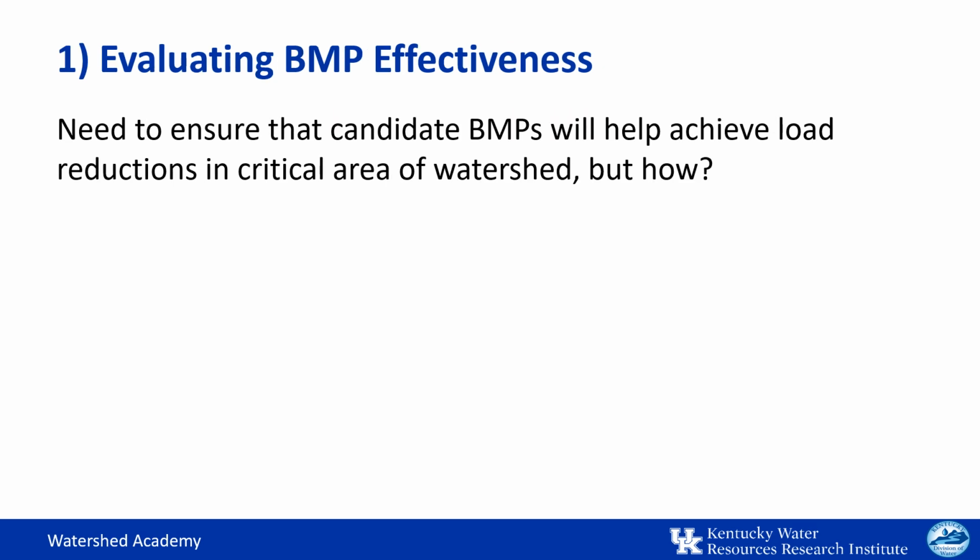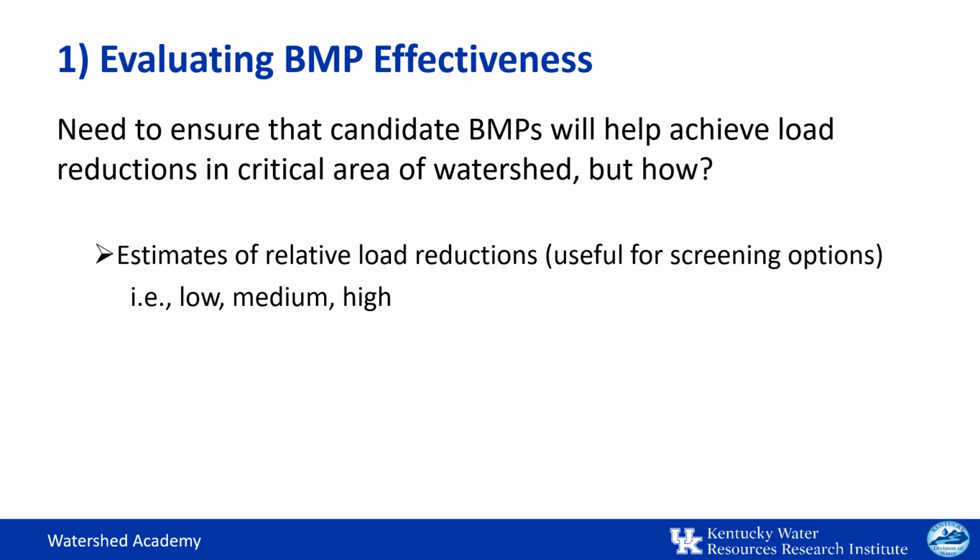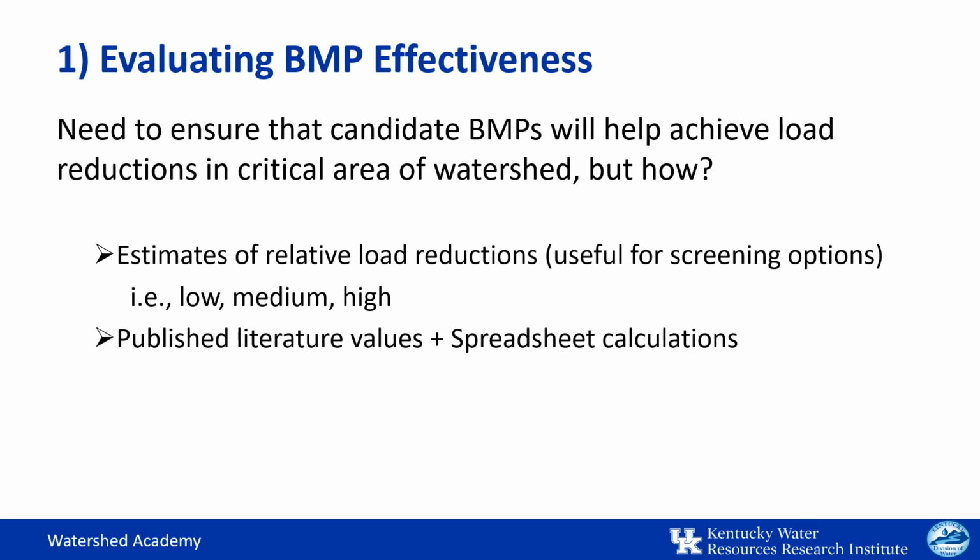In order to assess a BMP's ability to achieve needed load reductions, you can use a variety of approaches. We're going to look at these from the simplest to the most thorough and time-intensive. First, you can look for estimates of relative load reductions, such as low, medium, and high comparisons between BMPs. These are good for screening BMPs for further consideration.